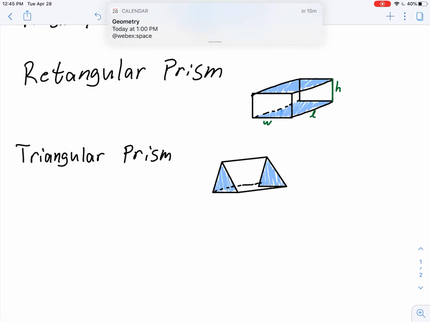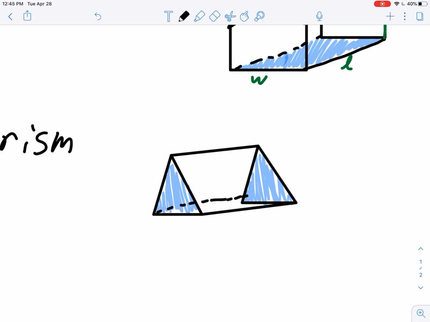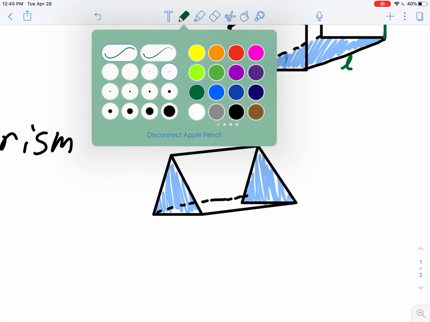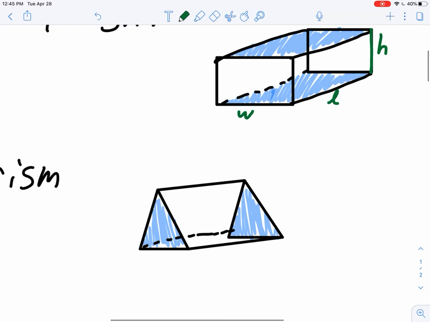So kind of watch out for that. So a triangular prism, let's talk about its dimensions. Okay, so if I get this guy, when I said the height was connecting the two bases, that's this guy. In this case it's the height. Now there's a different height that I want to talk about.